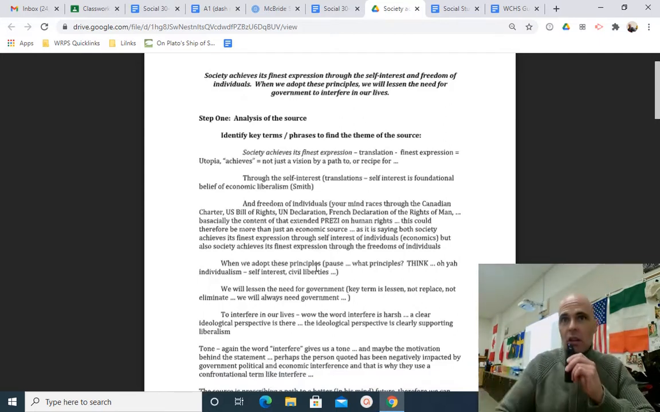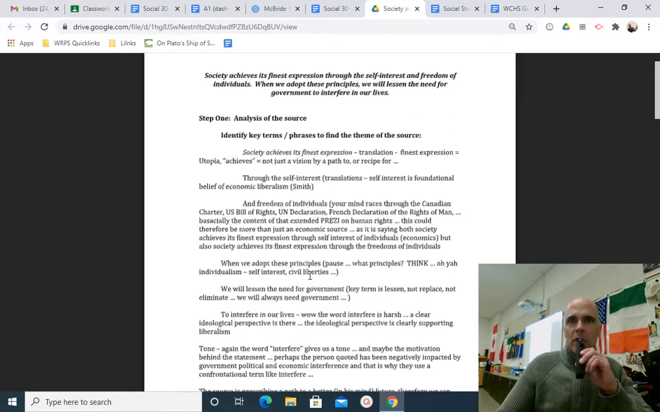And as a continuation, freedom of individuals, your mind should race through things like the Canadian Charter, the U.S. Bill of Rights, the French Declaration of the Rights of Man, basically the content of many of those extended looks that we've done at human rights in Social 10, 20, and 30. This could therefore be more than just an economic source, because human rights can be political, they can be social as well as economic. So as it is saying, society achieves its finest expression through self-interest of individuals, that does sound economic, but also society achieves its finest expression through the political and social freedom of individuals.